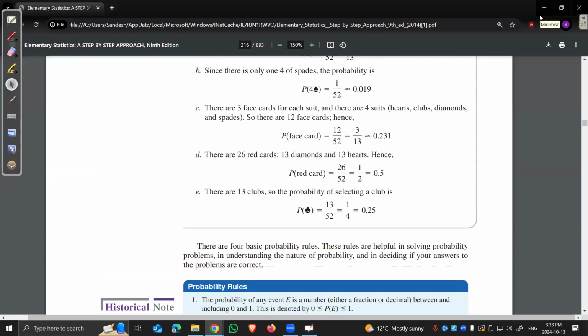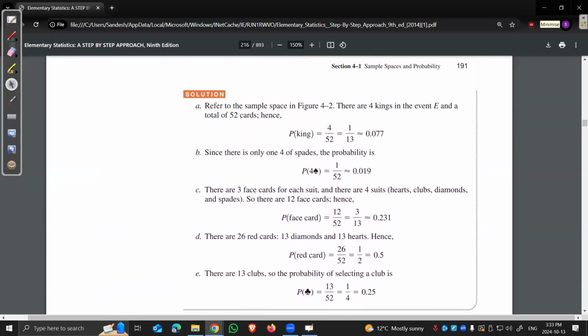It looks simple, but it's not. You just have to be familiar with a deck of cards. It is simple because it's just one step, right? Look at these. Every answer here is just one step, and all the denominators are always NS, which is always going to be the 52 total when you think about a deck of cards.